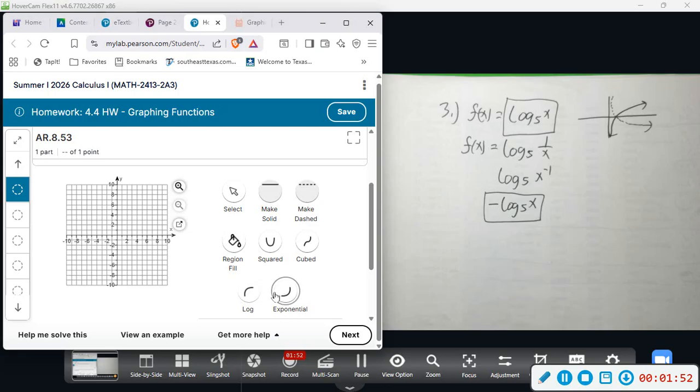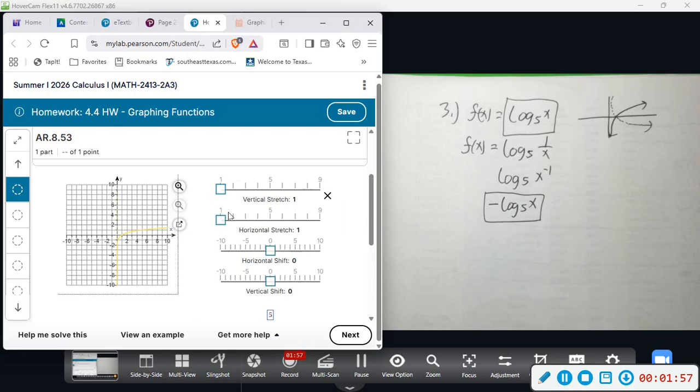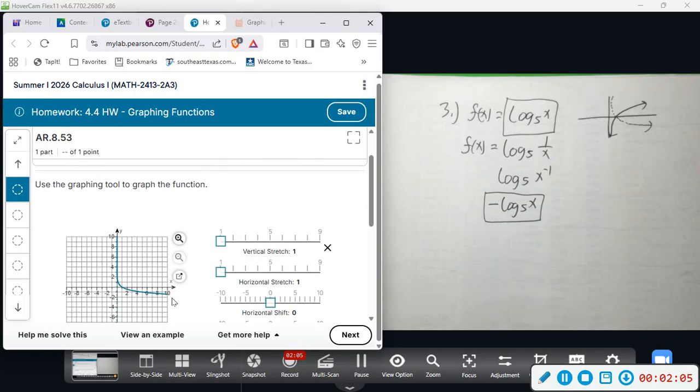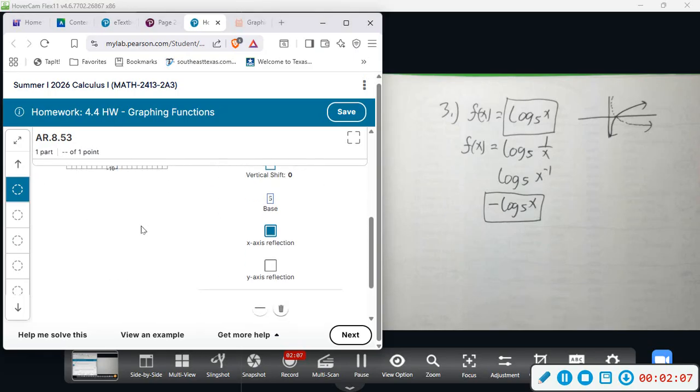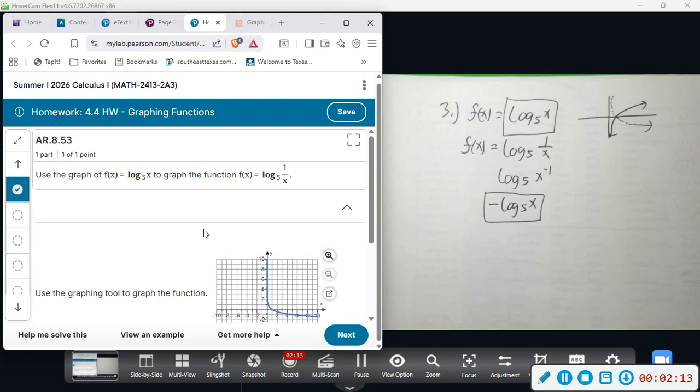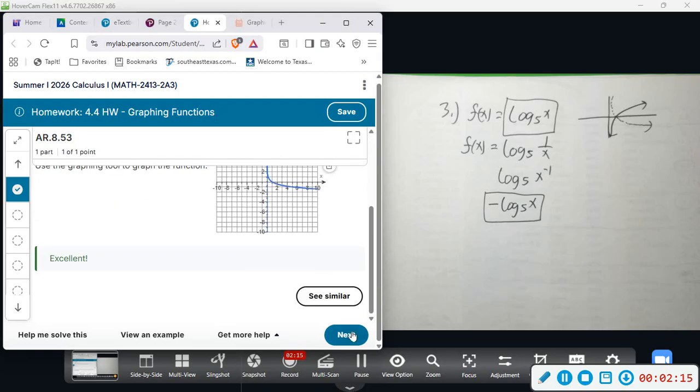All right, so we're going to say log function. Click here. The base is 5. We're going to have an x-axis reflection. Okay, and we see that the graph is coming down like so. That's the only thing that we have. All right, and that's it.